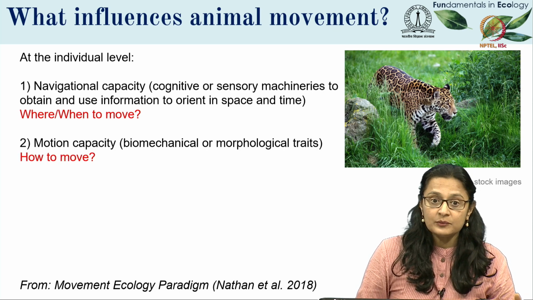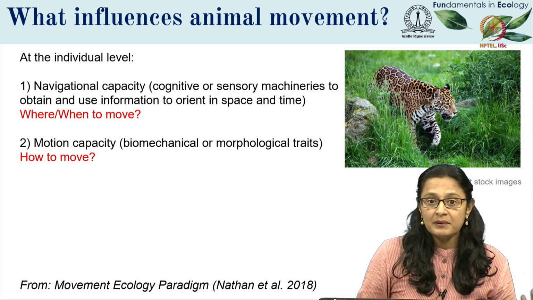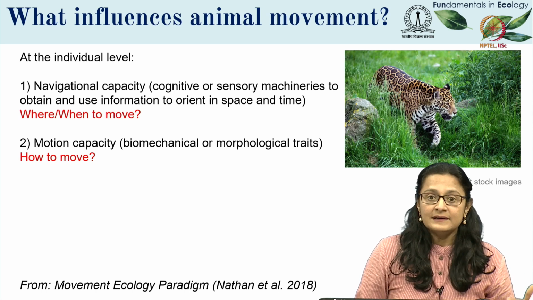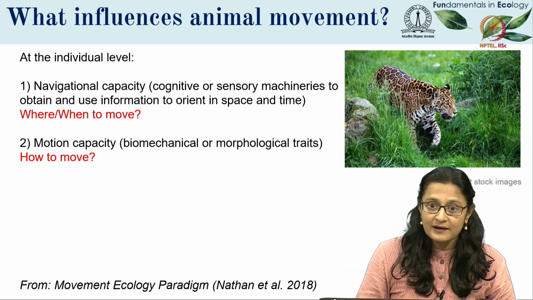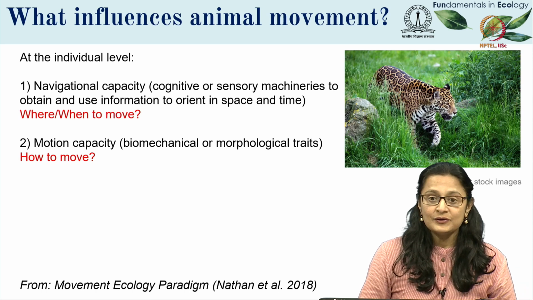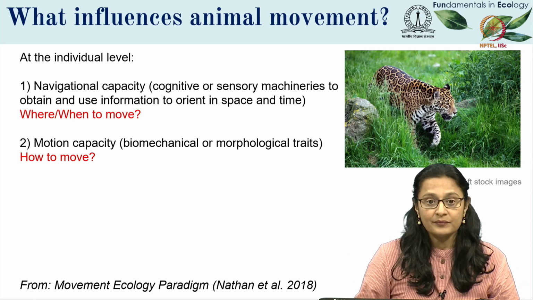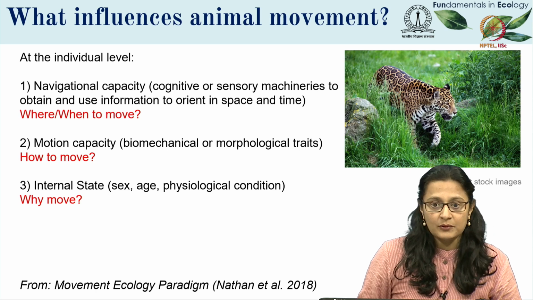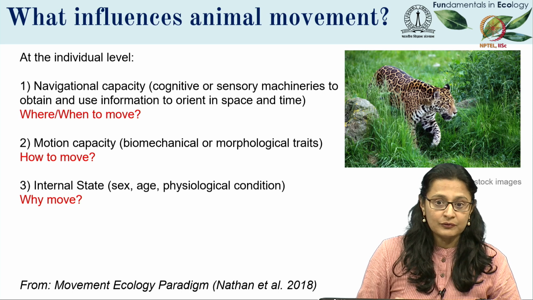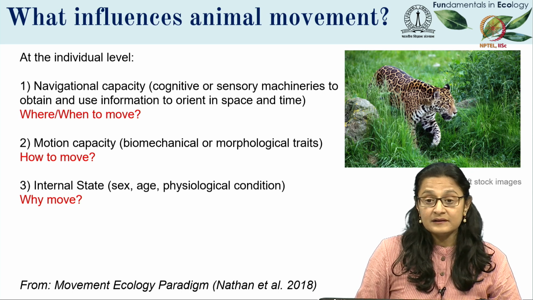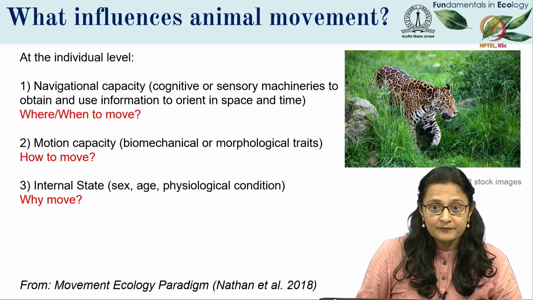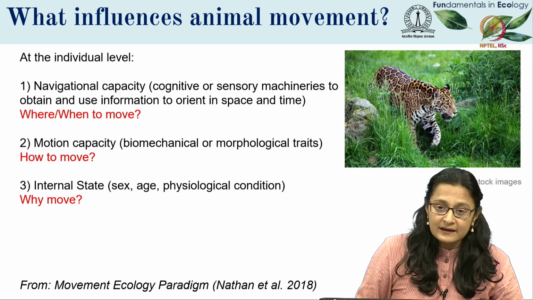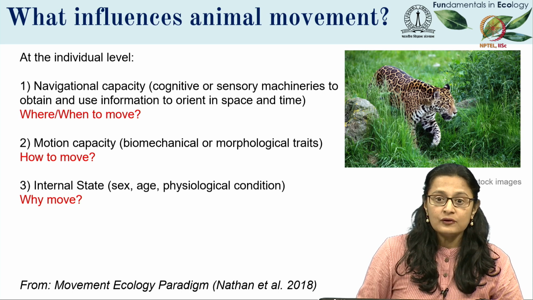We should also think about an animal's motion capacity. These are biomechanical, morphological traits that enable an animal to actually move. So how fast it can run or how long it can run, whether it can fly or swim. So actually it's how to move. The internal state of the animal matters. Whether males or females are the ones who move, or how old you are when you move. Maybe it's juveniles that disperse, or it's adults that leave. Your physiological condition, for example, if you're healthy, you can move farther than if you're not. So internal state influences why you're moving and who moves.